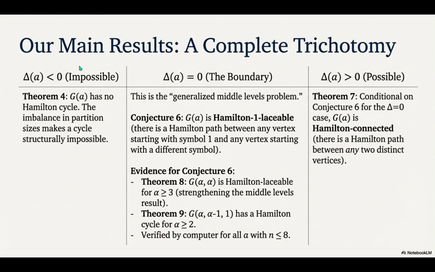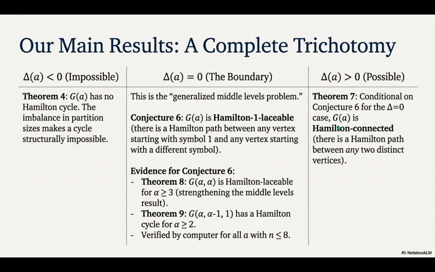So we've mapped out the here-be-dragons part of the map. What about where things actually work? That is the second regime, where delta is greater than 0. So the largest bucket is smaller than the rest combined. Right. A cycle is structurally possible, and the result here is really sweeping. Theorem 7 says that for delta greater than 0, the graph is Hamilton connected.